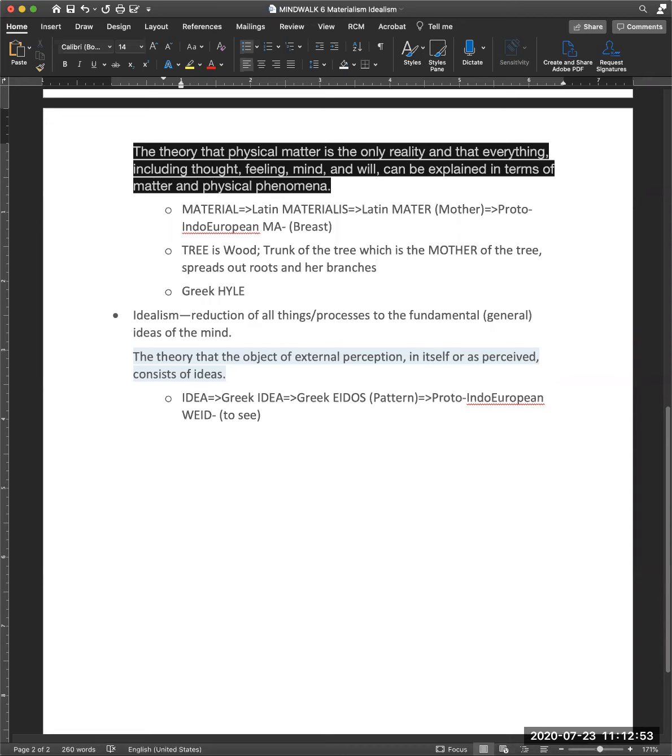hyle, alternatively in Spanish, so you kind of understand that Y has an U sound, is hula. Okay, and this is actually the Greek word for materialis, Latin materialis, or matter, and it literally means wood. A lot of the words that we associate with matter have to do with, in one sense, the first material that human beings mastered. And the first material that human beings mastered actually was wood.